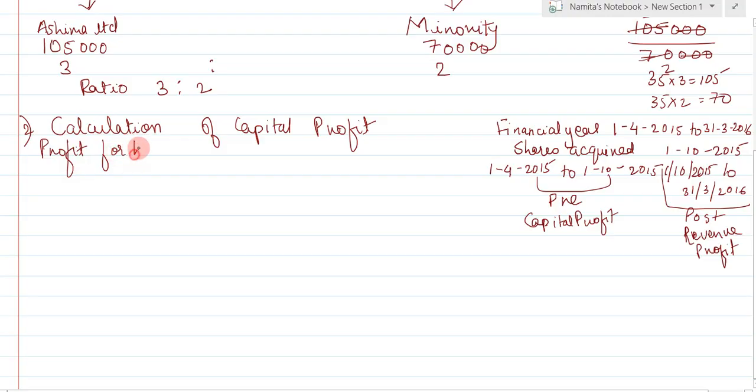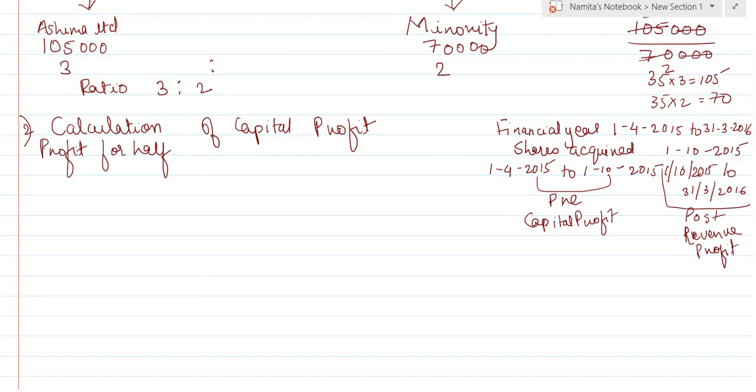That means profit for half year. Okay, why half year? If you calculate the months from 1st April to 1st October, there are a total of 6 months. In 1 year there are 12 months. If we divide into 2 halves, one half will be of 6 months and the other half will be of 6 months.